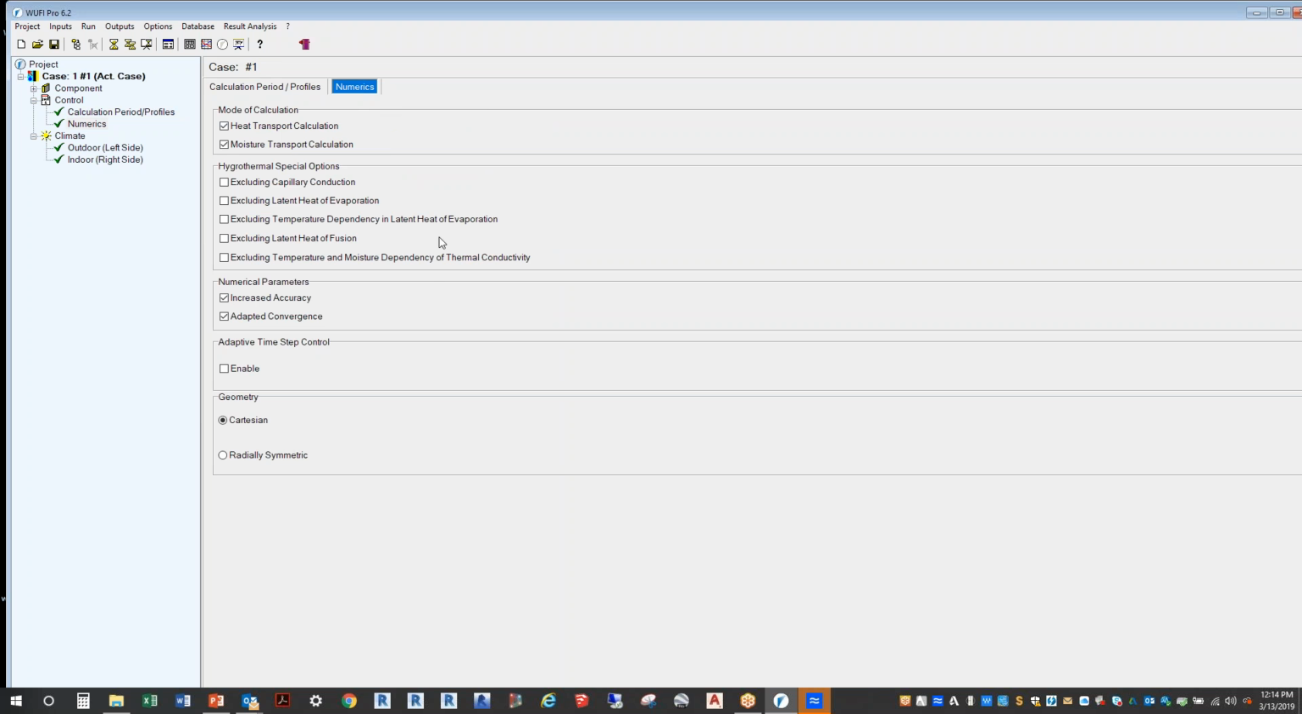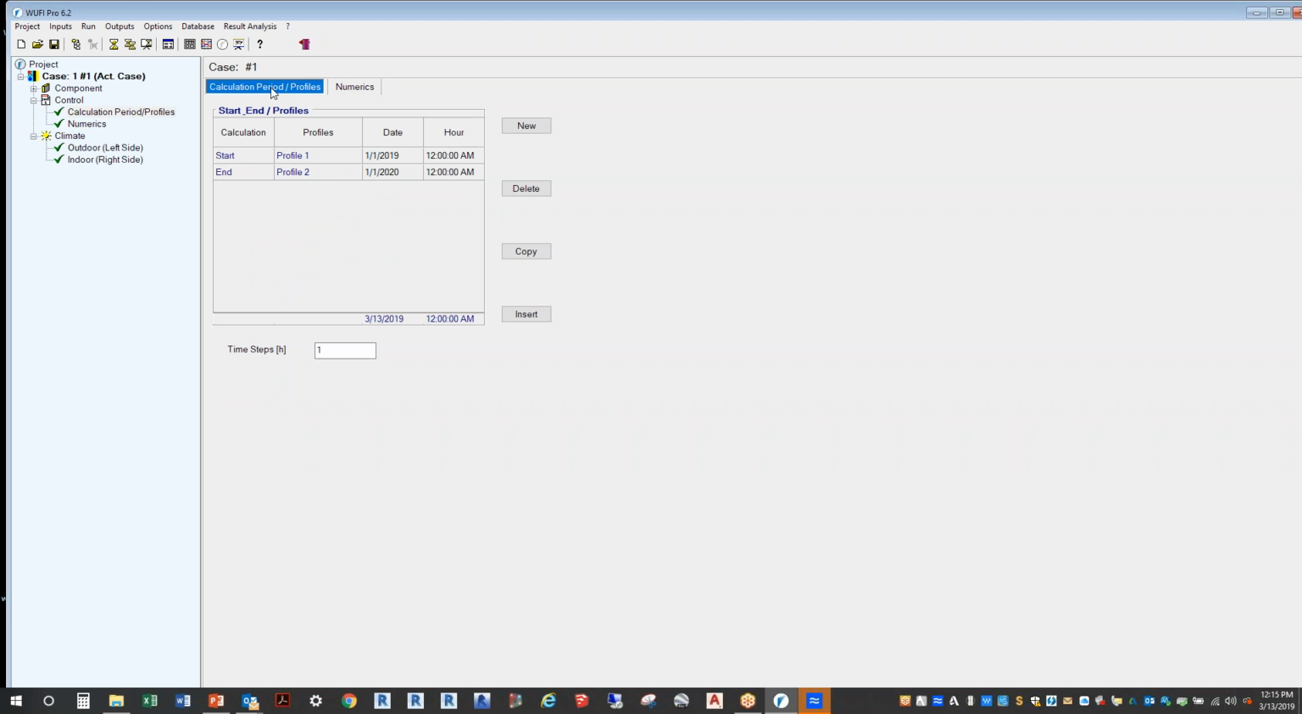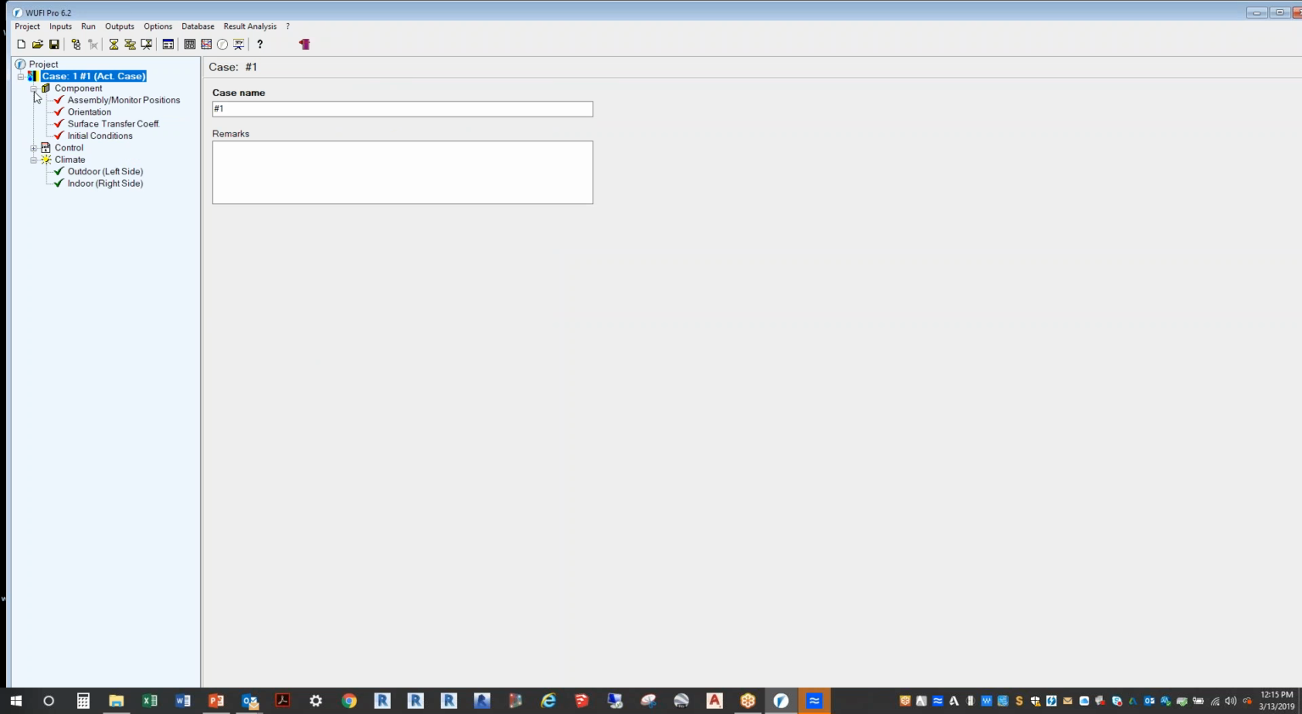So that's the calculation period. And the numerics, you just want to leave these at their default condition, because these are set for the most typical common situations. We're not doing anything super complicated where we need to change any of this. So we wouldn't want to exclude any of the hydrothermal special options. We don't want to exclude humidity or the latent heat of fusion. We want to just leave all that where it is. Generally you shouldn't need to do anything with this screen, but it is there. Okay, so that's our control parameters.